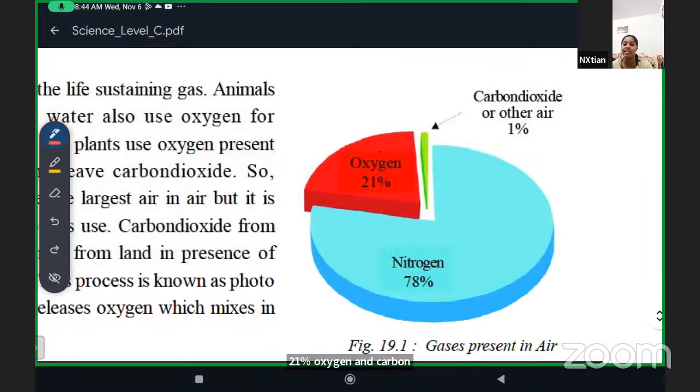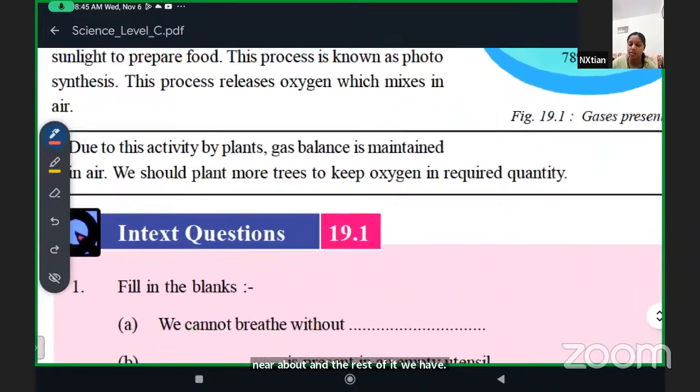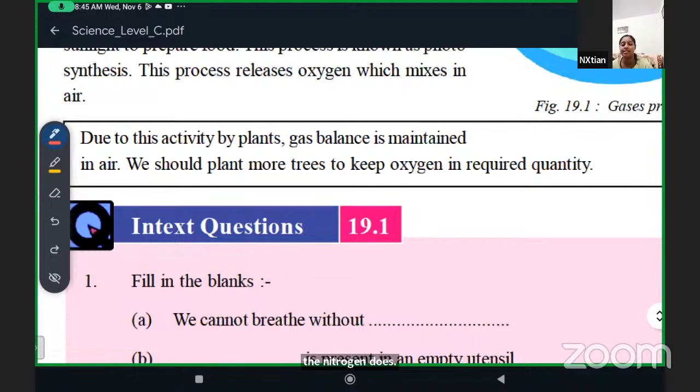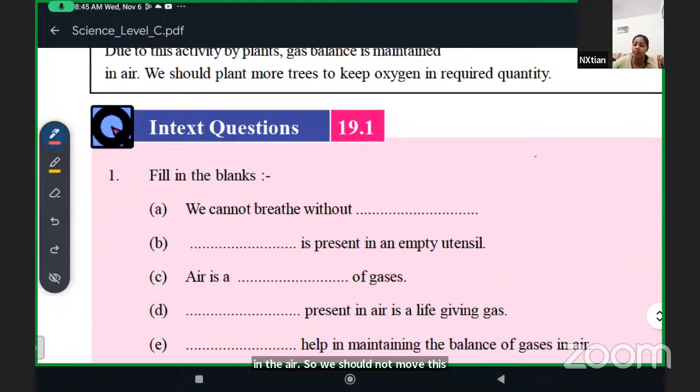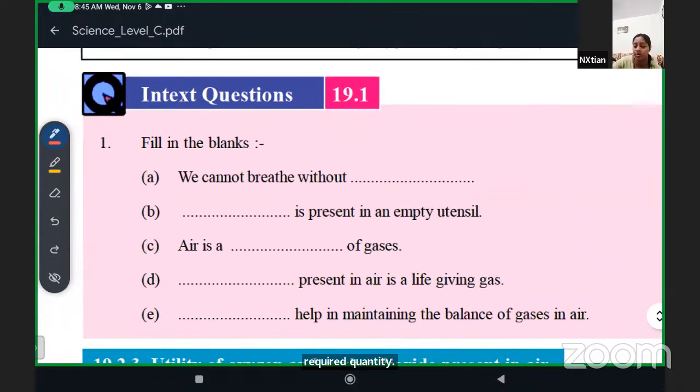Okay, that is very less quantity of CO2 we have in the air. Around 1/4 is the oxygen we have, and the rest of it we have the nitrogen gas. Due to this activity by plants, gas balance is maintained in the air, like I just explained, that we release CO2, we take in O2. Plants take in CO2 and release O2. So this thing creates a balance in the air. So we should plant more trees to keep oxygen in required quantity. Alright, 9.1 is the homework for you all.